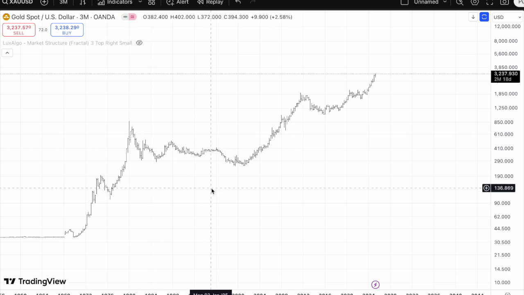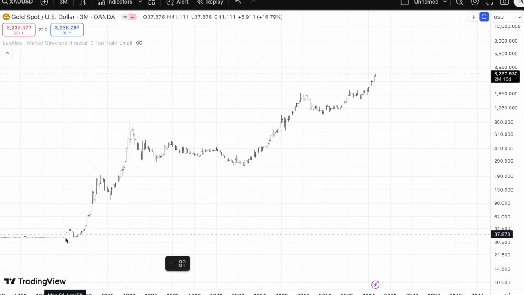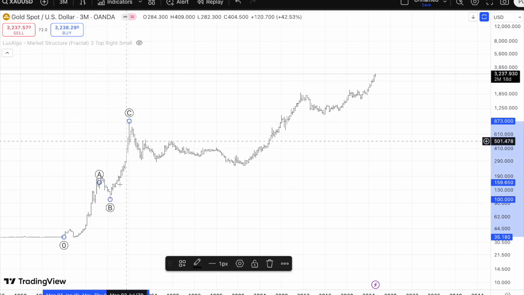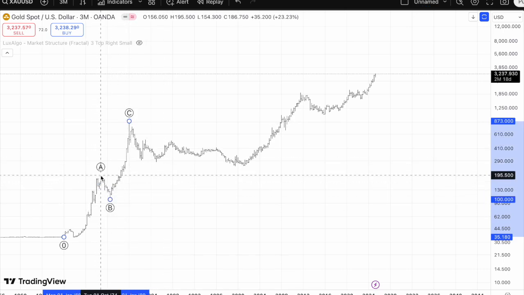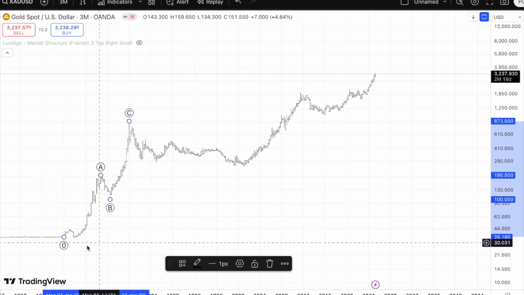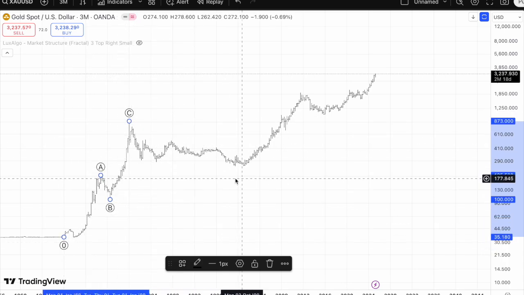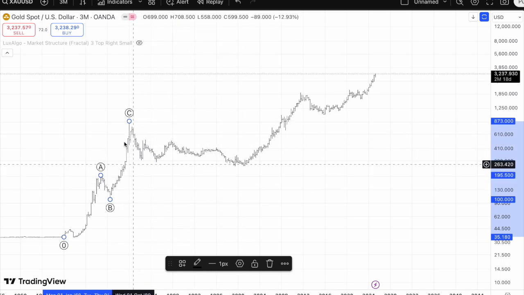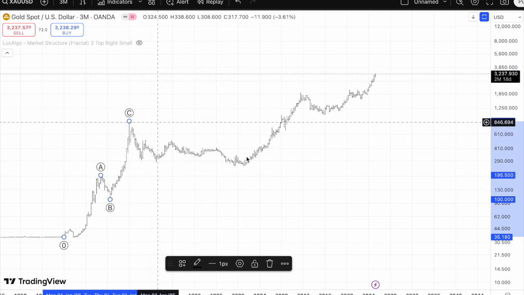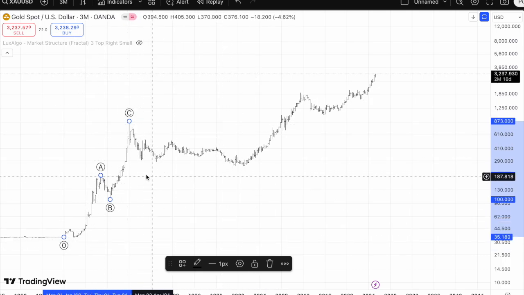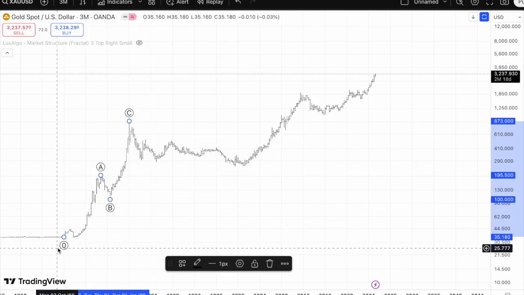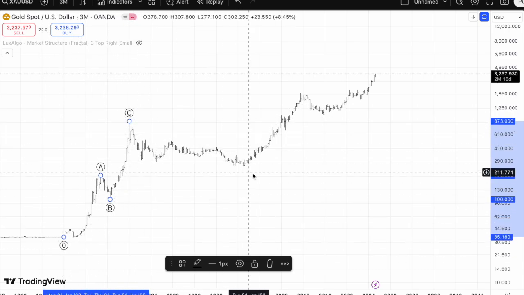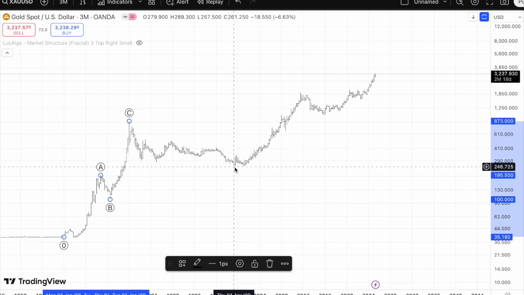Now, the first leg here is a corrective structure labeled as A, B, C. As you can see, it's very clear to us. Why can I not count it as 1, 2, 3, 4, 5? Because this wave 4 right here kind of has its own personality. It's separated from the rest of the move. So to me, this first leg is a corrective wave followed by a correction.